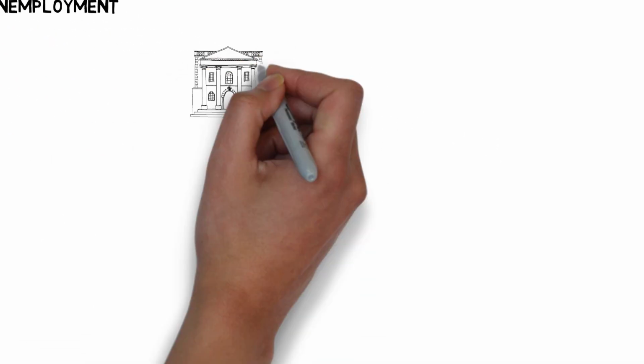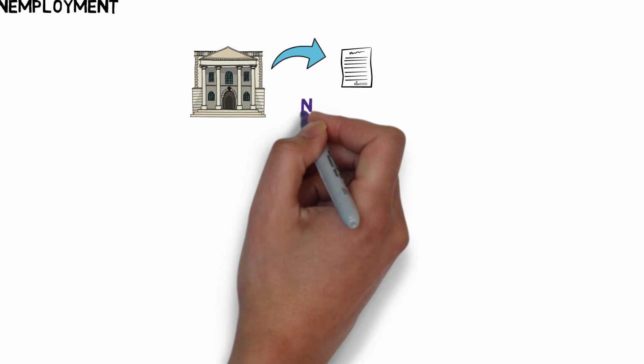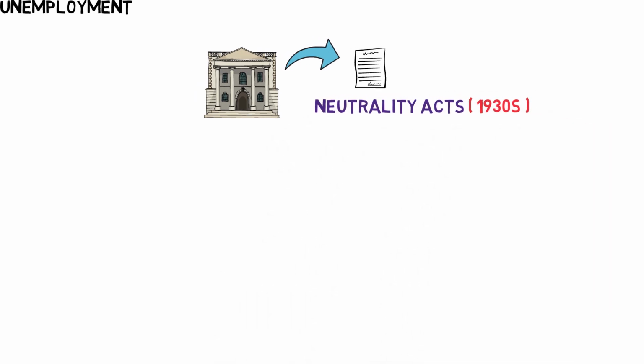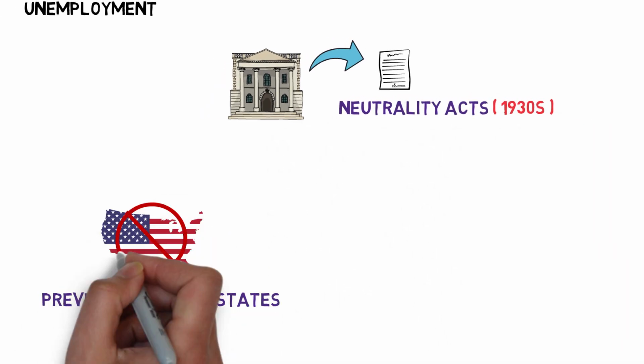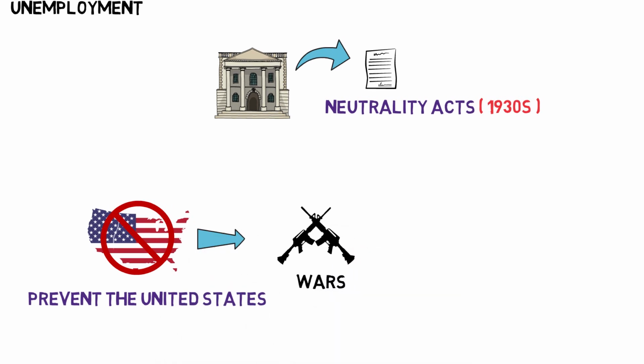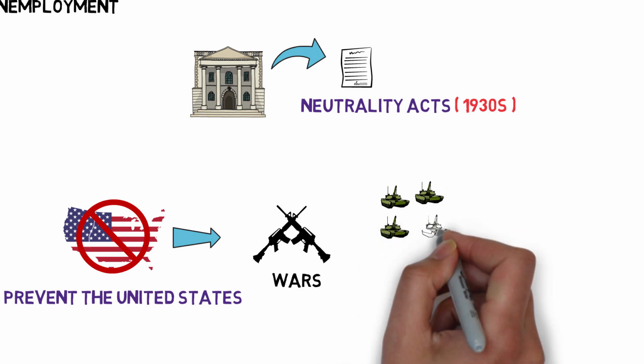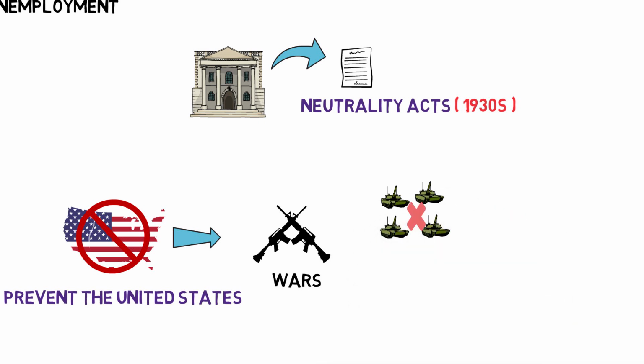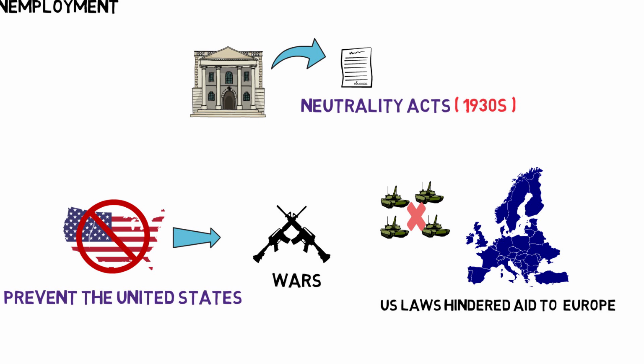Isolationism was further reinforced by legislation such as the Neutrality Acts of the 1930s, which were designed to prevent the United States from becoming involved in future conflicts. These laws prohibited American citizens from selling or transporting arms to countries at war and made it difficult for the country to provide aid to European nations during the lead-up to World War II.